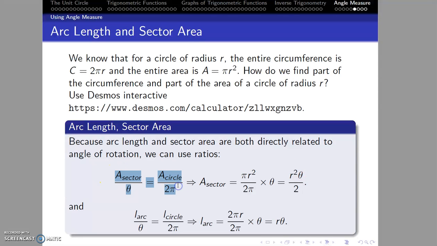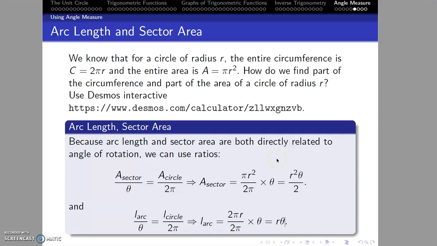Or maybe easier to remember is just this ratio. Also, the arc length, the amount of the circumference you have after you rotate some amount, is simply, after you clean this up, r theta, which is even easier to remember. So our immediate application is our ability to now find chunks or sections of circles. We can find their arc lengths, we can find their areas, all based on how much we have, all based on the angle of rotation between start and end.